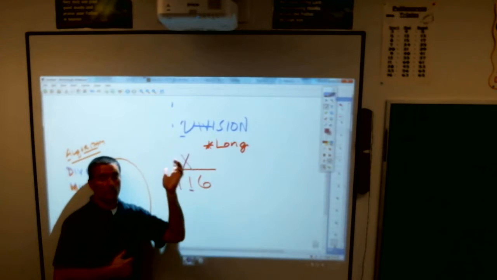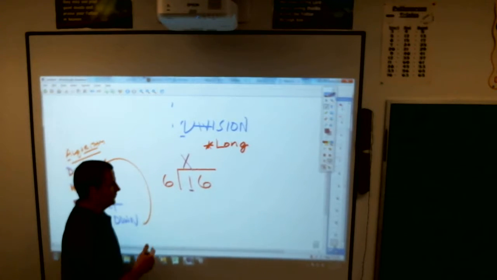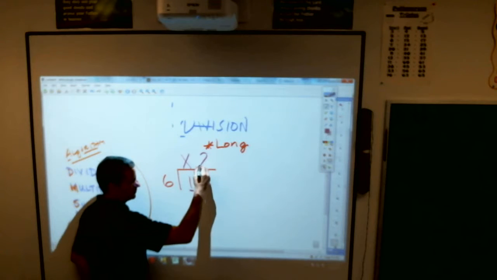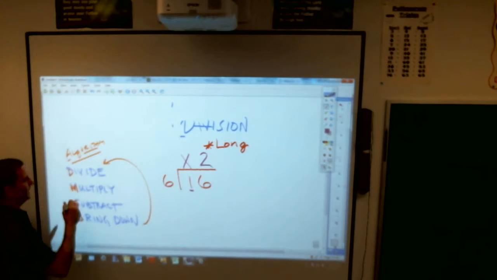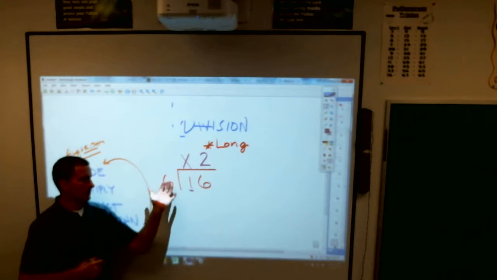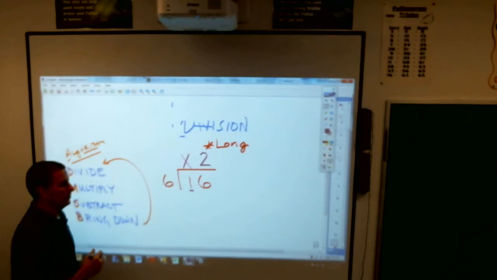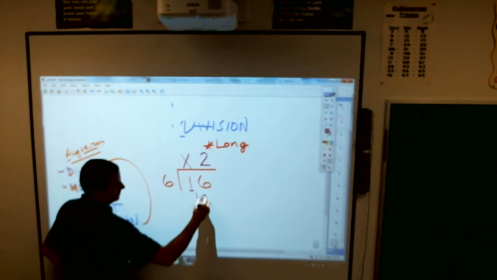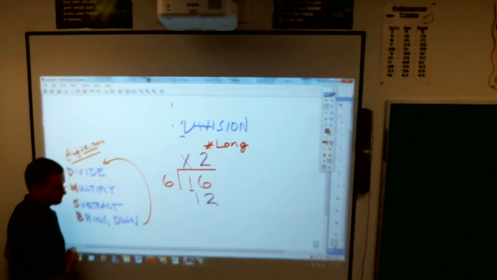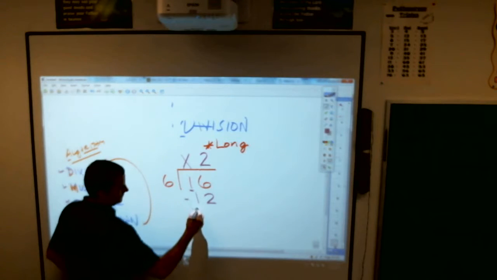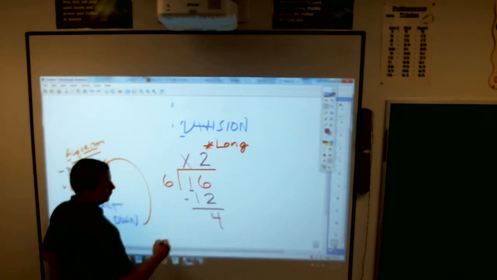6 times what gives you close? Chloe? 12. Yeah, which is 6 times what? 2, right? Yep. 6 times 2 is 12. So that's your dividing part. You put the 2 up there because you divided 16 by 6 and got 2. Then you go to the multiplying part, which is 2 times 6 is 12. That's your multiplying. Then your subtracting part, which is 4.